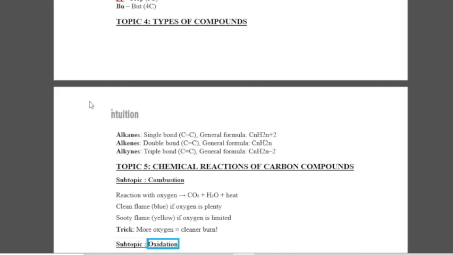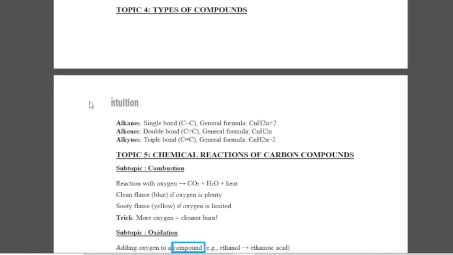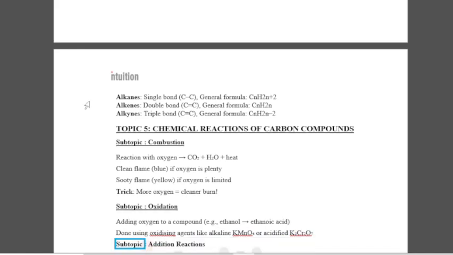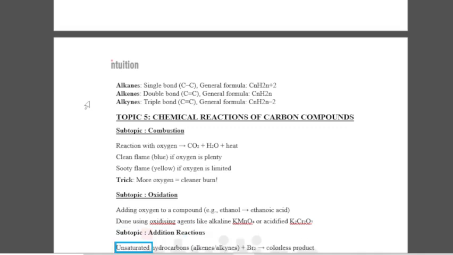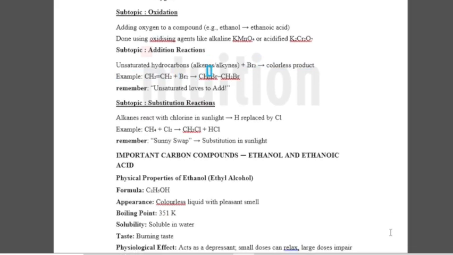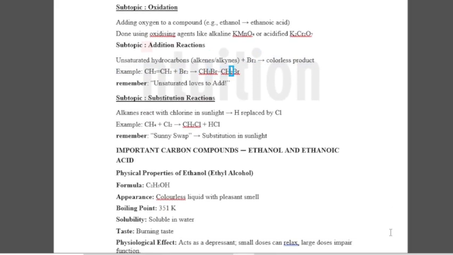Subtopic: Oxidation. Adding oxygen to a compound, e.g., ethanol to ethanoic acid. Done using oxidizing agents like alkaline KMnO₄ or acidified K₂Cr₂O₇. Subtopic: Addition reactions. Unsaturated hydrocarbons, alkenes and alkynes, plus Br₂ give a colorless product. Example: CH₂=CH₂ plus Br₂ gives CH₂Br-CH₂Br. Remember, unsaturated loves to add.